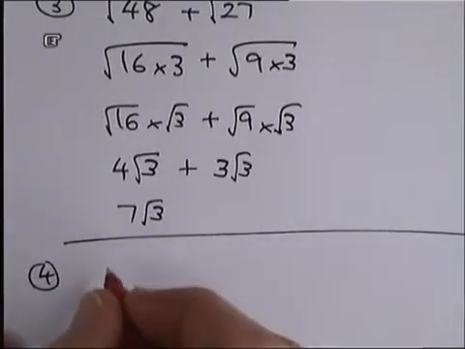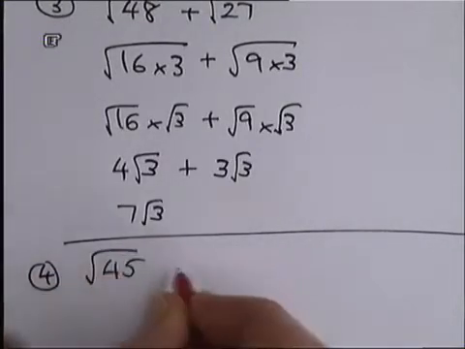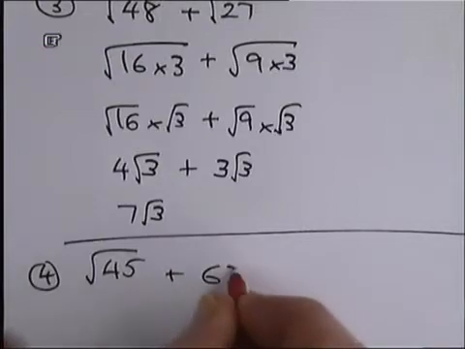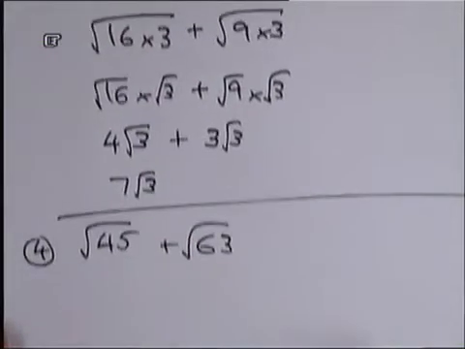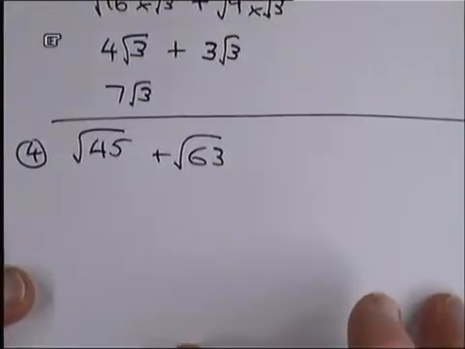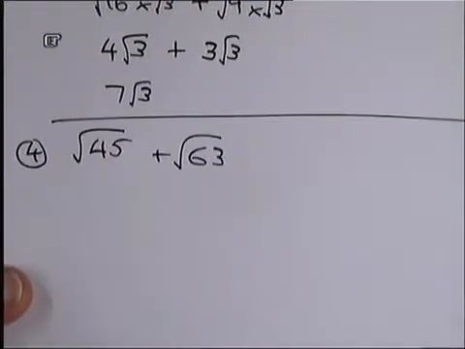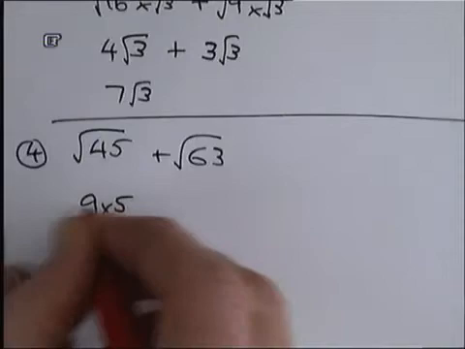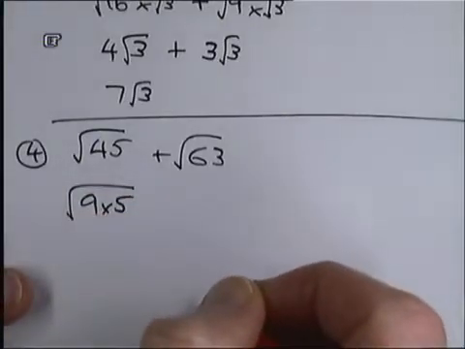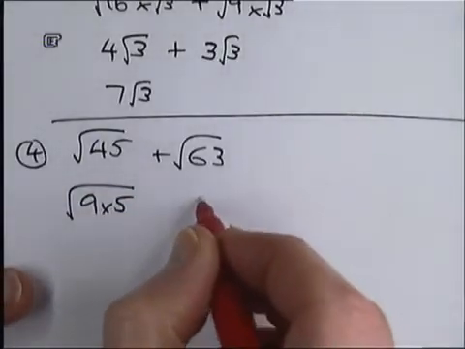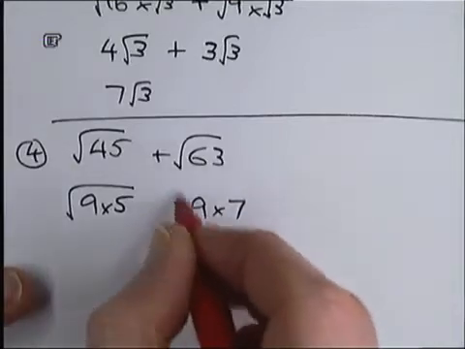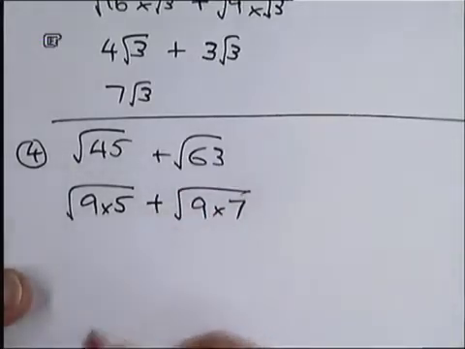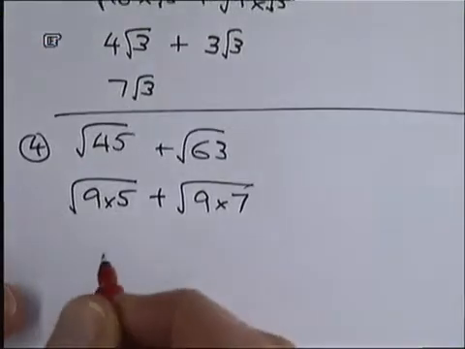If we look at another example, we'll look at root 45 plus root 63. We'll start off by doing the same thing. Try and spot what numbers go into 45, what we can multiply together to get 45 with one of them a square number. 45 is 9 times 5. 9 is a square number, so that will be helpful. 63 is 9 times 7. 9 is a square number, that will be useful, and we're adding those together.